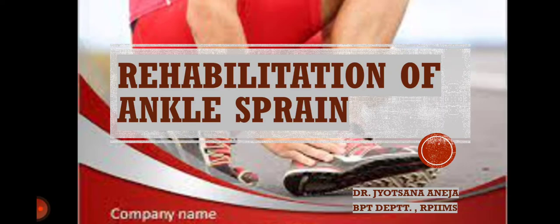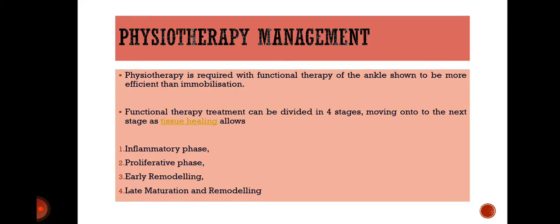Today, I have come with the next part of ankle sprain, that is rehabilitation of ankle sprain. Rehabilitation means restoring your injured area back to normal through gradual training and therapy. And I'll focus in this presentation on the physiotherapy management, which is very much crucial in treating grade 1 and grade 2 ankle injuries. Physiotherapy is required, with functional therapy of the ankle shown to be more efficient than immobilization. Immobilization means not moving your injured area at all.